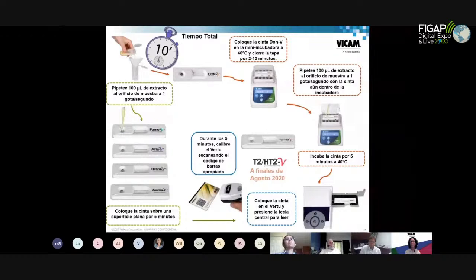And the good news is we are expecting a test for T2, HT2 at the end of August, beginning of September.